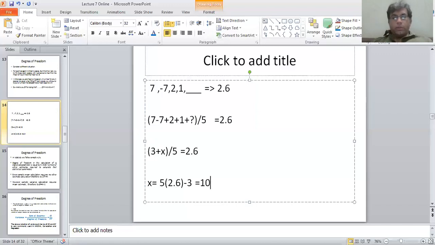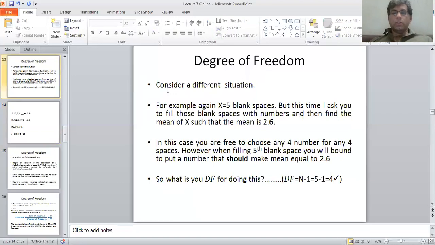So what was my degree of freedom in filling up these blank spaces? I was independent to fill any of the four blank spaces, but for the last one I had to do the calculation. I cannot just fill it with any number. There is one and only one number that could be used, so I'm bound to it, which means that the degree of freedom is now not 5 as it was in the previous case, rather it is n minus 1, that is 5 minus 1, which is 4. So the degree of freedom is reduced by 1 unit. Now this is the idea of degree of freedom.